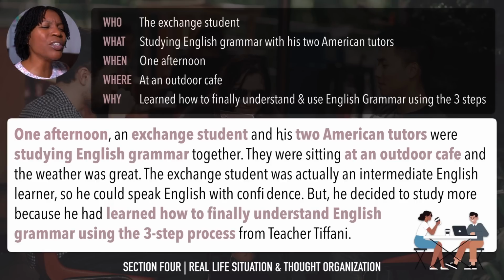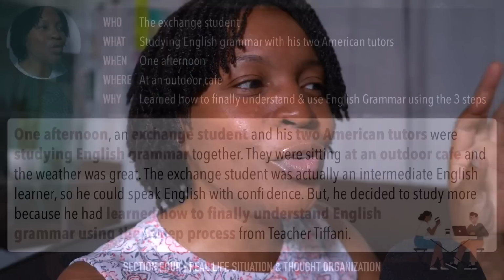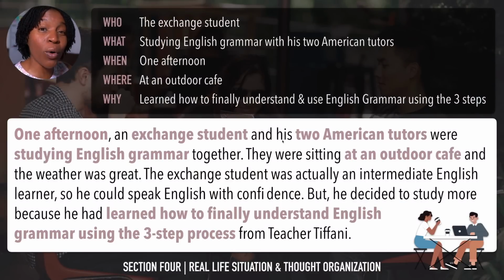But he decided to study more because he had learned how to finally understand English grammar using the 3-step process from teacher Tiffani. Oh, okay. So you see how we combined everything we learned, right? And we actually were able to organize our thoughts to speak about the situation. Now, again, you'll notice that I have some of the words bolded and put into this light brown color. So you can see where I answered the who, what, when, where, and why.